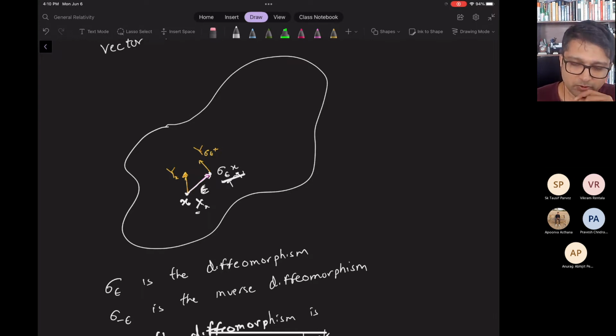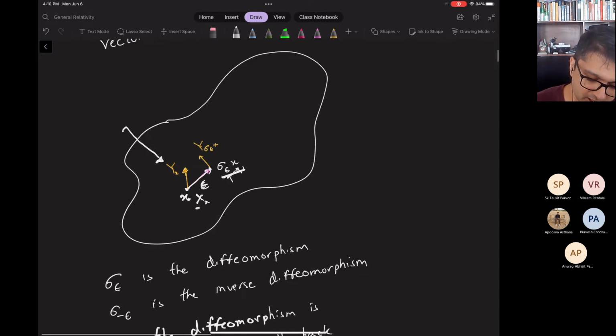Okay, now what we want to do is we want to compare the original Y, which was at this point, with, well, roughly speaking, we want to see what the change in this Y is after the flow. Okay, but the point is that we can't compare directly the Y at this point and the Y at this point because these live in different tangent vector spaces. Okay, they live in different tangent vector spaces.